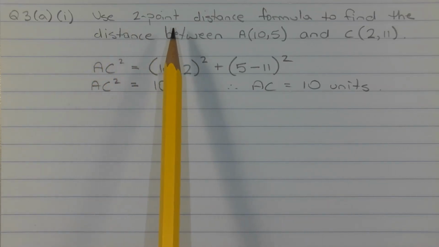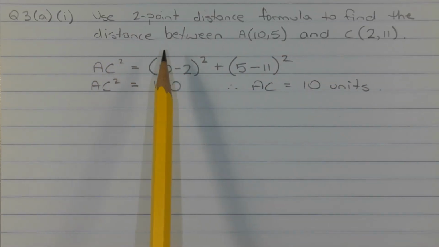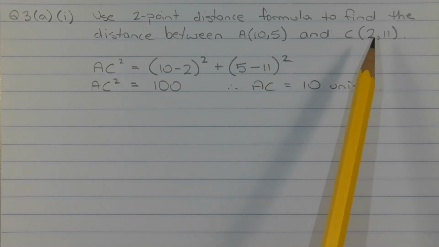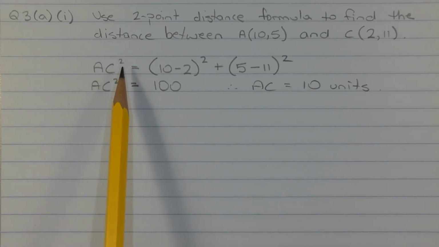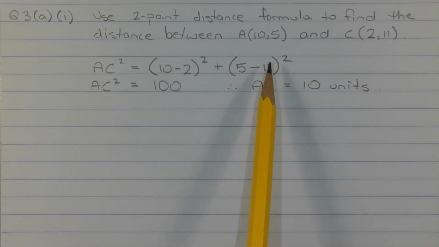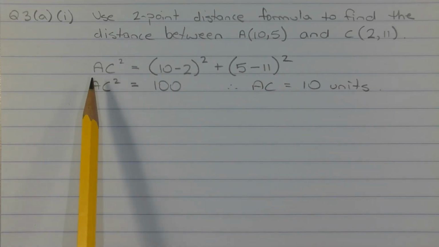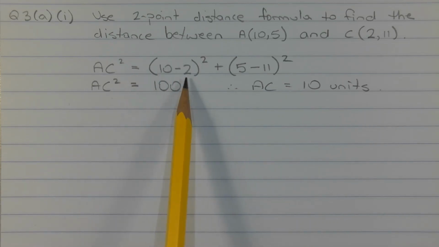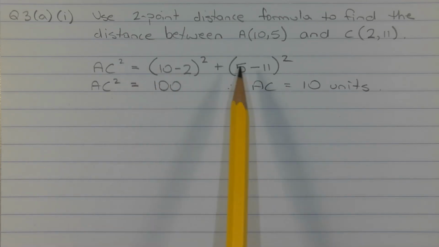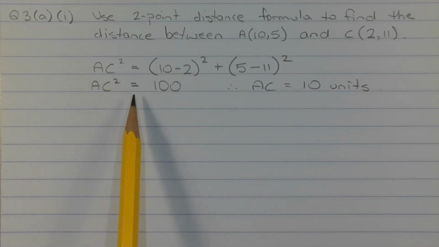We can use the 2-point distance formula to find the distance between point A with coordinates (10, 5) and point C with coordinates (2, 11). So AC squared is equal to (10 minus 2) squared plus (5 minus 11) squared. In other words, AC squared is equal to the difference in the x coordinates squared plus the difference in the y coordinates squared. Evaluating the right-hand side, we get AC squared is equal to 100.